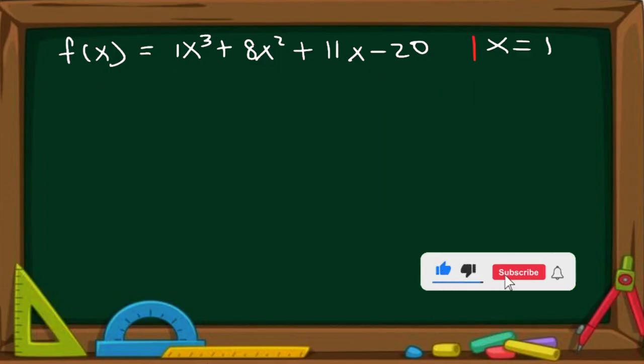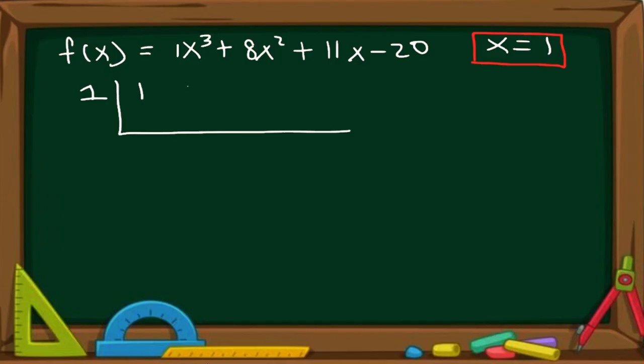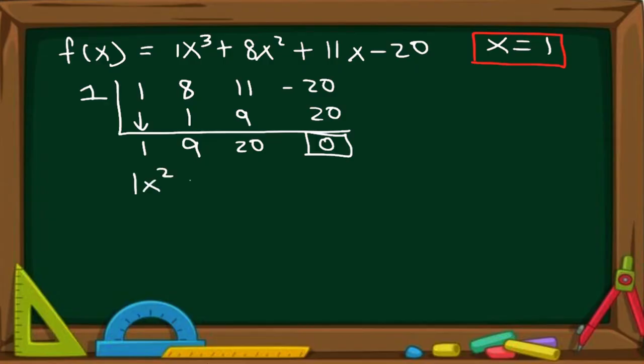Now let's use synthetic division. So the coefficients are 1, 8, 11, and negative 20. So 1 times 1 is 1, 8 plus 1 is 9, 1 times 9 is 9, 11 plus 9 is 20, 1 times 20 is 20, negative 20 plus 20, 0. So then this is going to be 1x squared plus 9x plus 20.